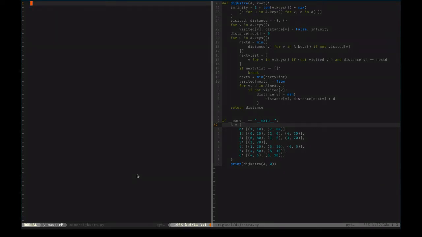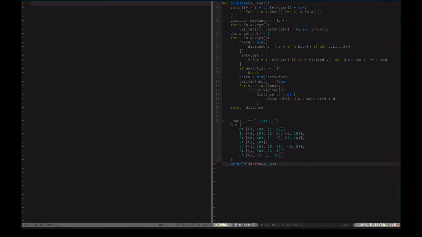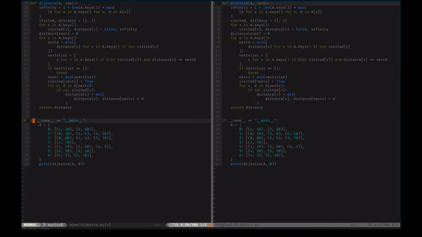In this example, we are going to take a look at Dijkstra's algorithm. So this is the implementation of Dijkstra's algorithm as provided in the lectures. As usual, let's just go ahead and copy this and try to go line by line and see how we can make it more readable. So I'm just going to remove this example data from here and focus only on the function.